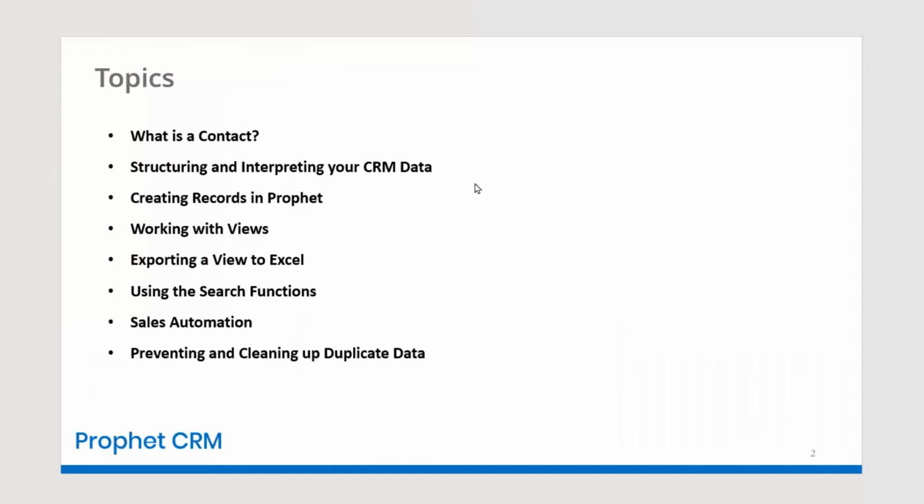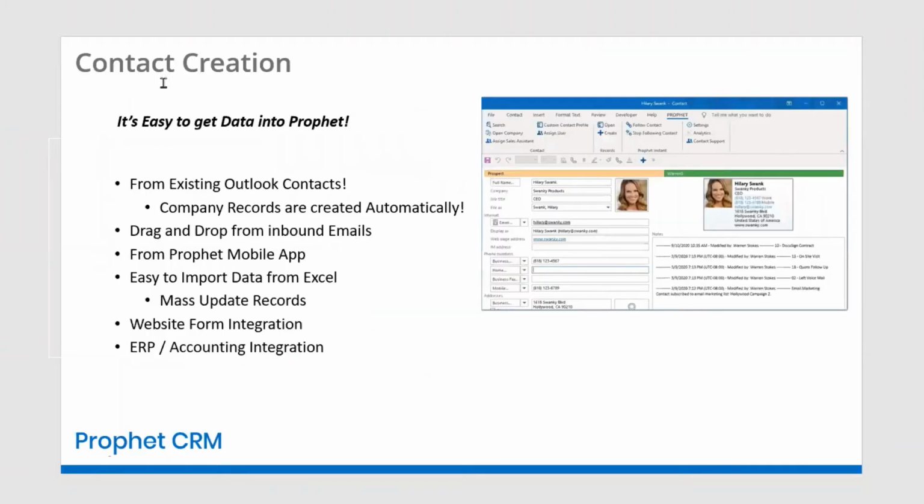Let's get back into the various ways that you can create contacts in Profit. And I am keeping an eye out for any chat questions or Q&A that's going on here. Creating contacts can be done a number of different ways. First of all, anytime you create an Outlook contact, unless you mark it private, it will be created in Profit. Another way is dragging and dropping from an inbound email, which I can show you. You can also create contacts from the Profit mobile apps. And for that matter, if you're syncing your phone with Outlook and you have Profit, you can actually create just a native contact in your phone.